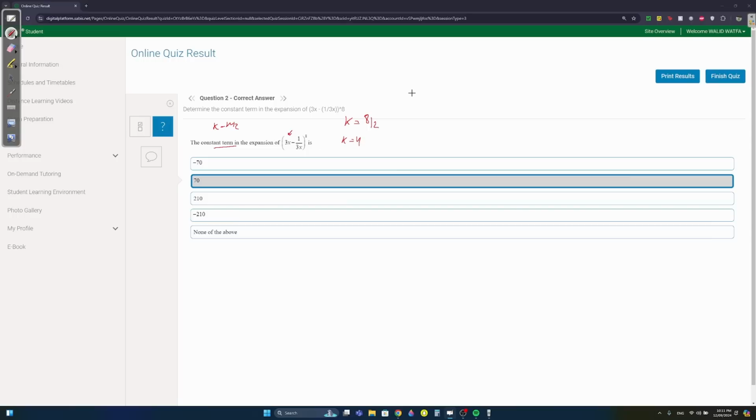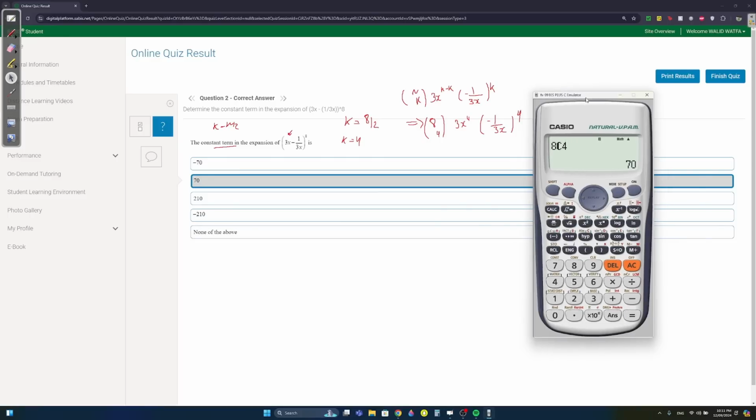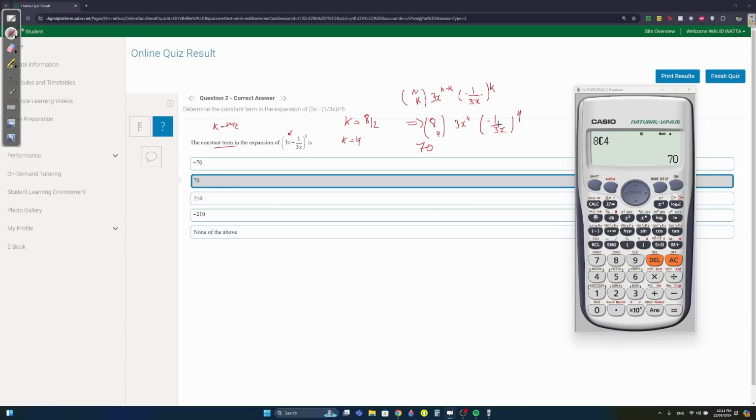So again, write the general term. It's nck of 3x to the power of n minus k, minus 1 over 3x, to the power of k. Let's substitute 8c4, 3x to the power of 8 minus 4, which is 4, minus 1 over 3x to the power of 4. 8c4 is 70. This 3x to the 4 will cancel with this 3x, because if you distribute this 4, it's going to be 4 here. So this cancels with this, and minus 1 to the power of 4, an even exponent, gives a positive answer. So times 1, and 70 times 1 is just 70.